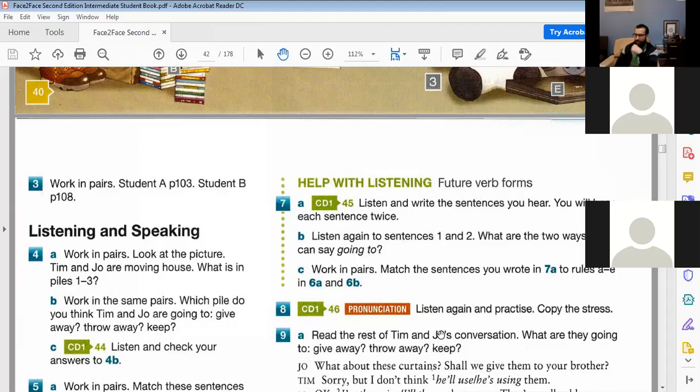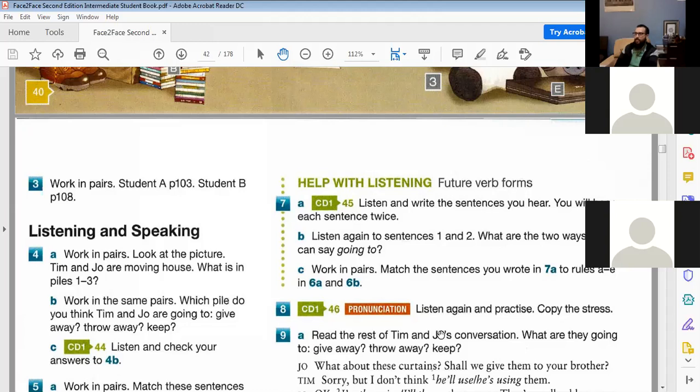I'll put away all stuff we want to keep. Yes. Again? I'll put away all stuff we want to keep. Okay. And the next one?